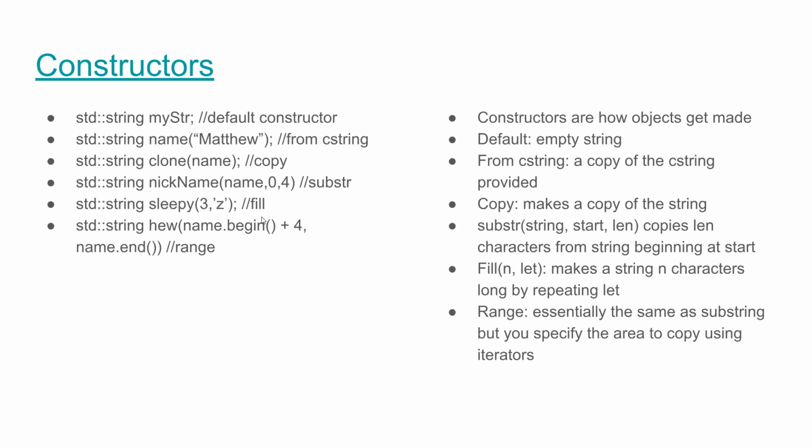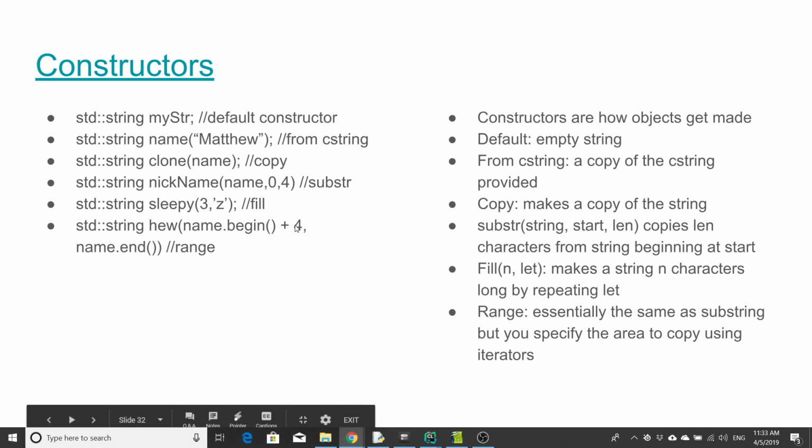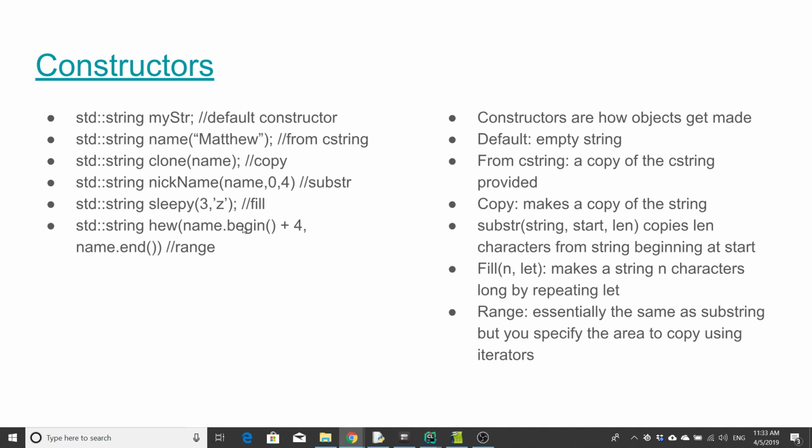You can also do a fill, where you say how many characters you want and then what that character should be. So this would make 3 Z's: Z, Z, Z. You can also copy a portion of a name by using an iterator, which we'll talk about a little bit later on. But here I'm saying start at 4 elements past the beginning of the name and then go up to but not including the end, where the end is technically 1 past the last character. So I'm going to start at 0, 1, 2, 3, 4, the H, and include the H, the E, and the W. And so this would turn into HEW.